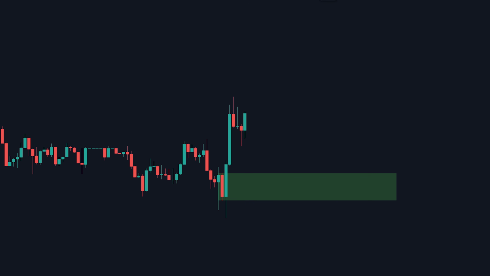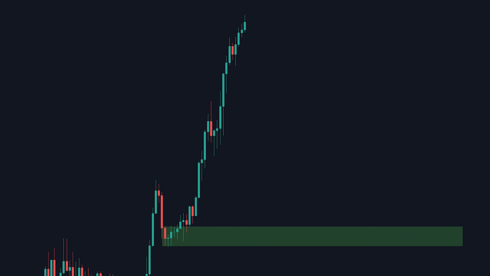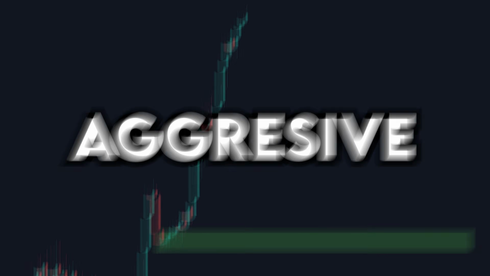So for example, here, this move would not be considered an area of demand. Sure, you have a decently sized green candle right here, but this wouldn't be considered enough to be an area of demand. What we are looking for is aggressive buying.